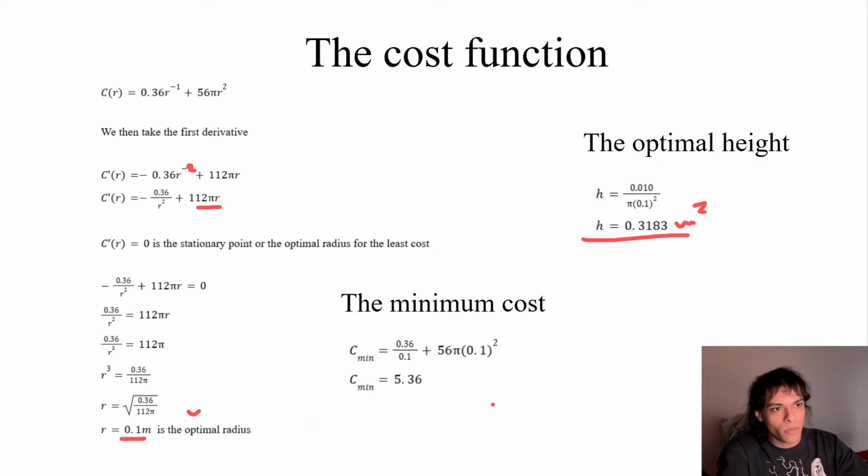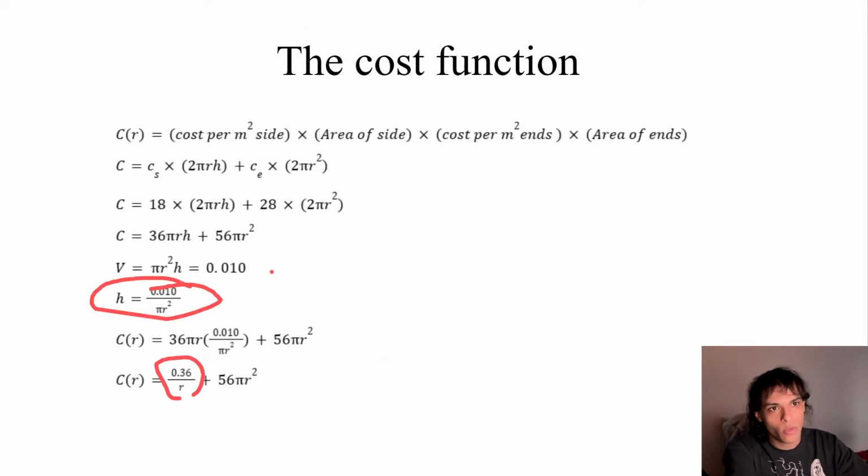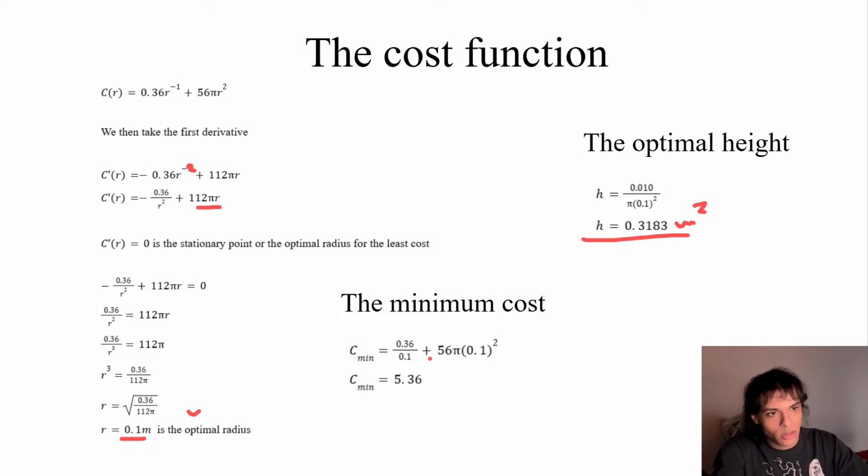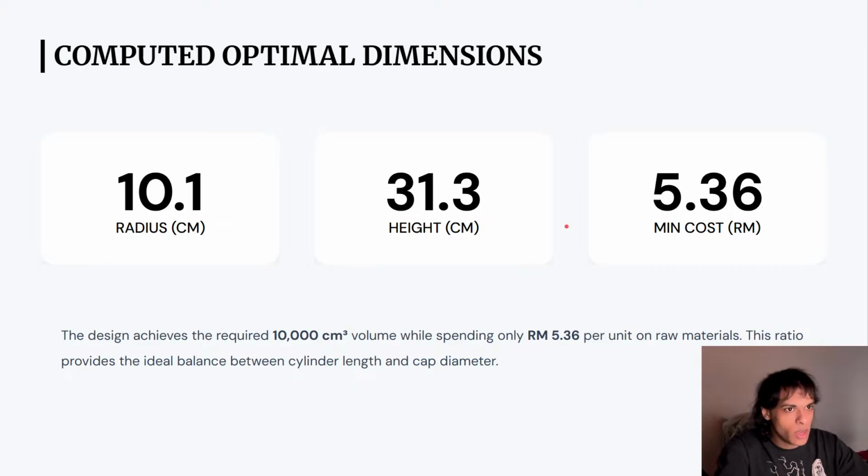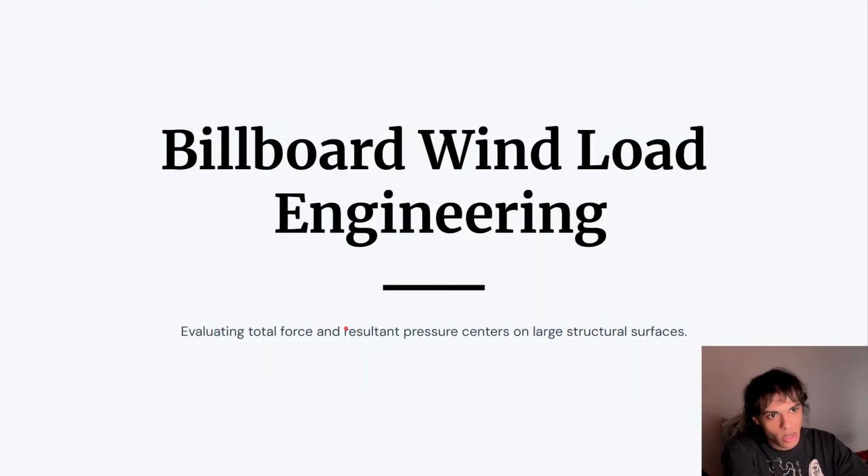And then after that, since we have the height and the radius, we can substitute them both back into the original formula, and we get our C minimum, which is the minimum cost to spin. So we have the radius, we have the height: 10 centimeters in radius, roughly 31 centimeters in height, and 5.36 minimum cost, which is in ringgits.